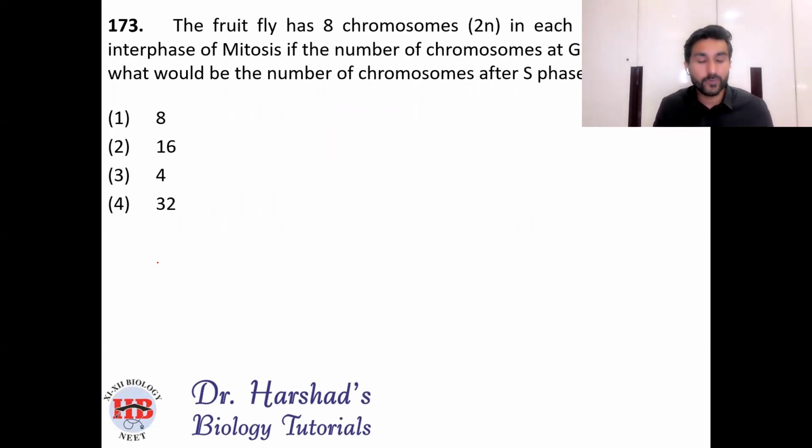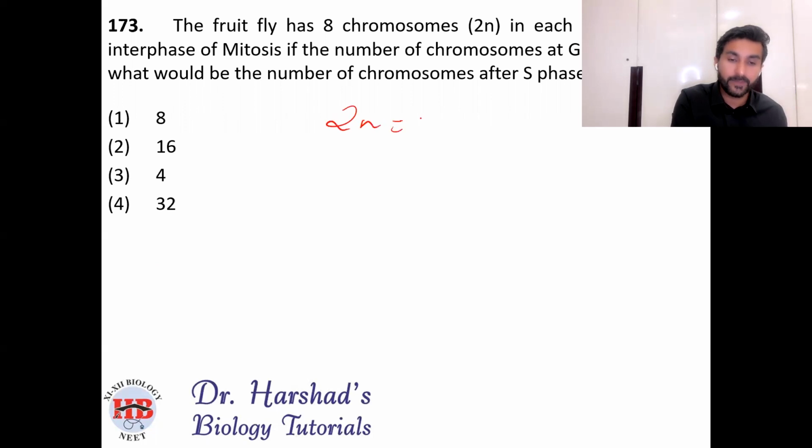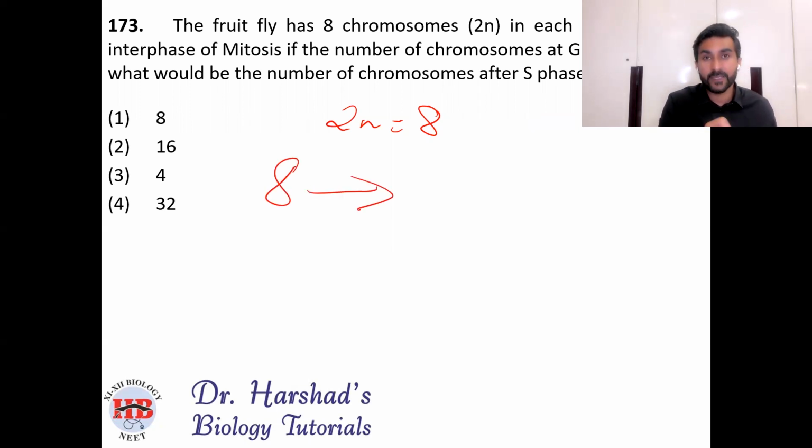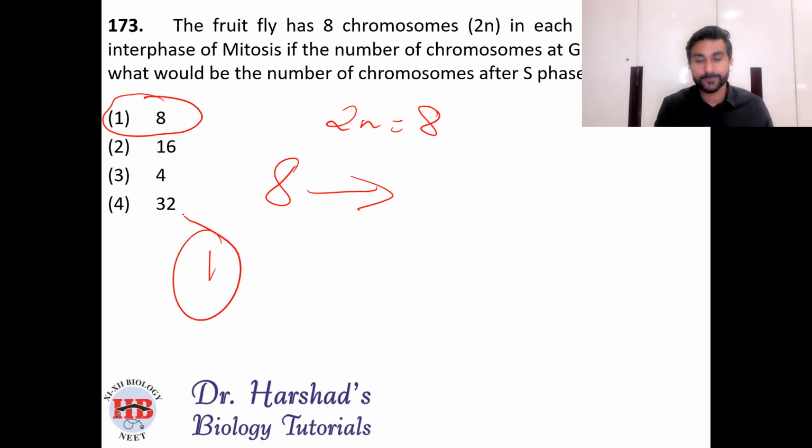The fruit fly has 8 chromosomes in each cell. That means they have said the diploid number is 8. During interphase of mitosis, if the number of chromosomes at G1 is 8, what would be the number of chromosomes in S phase? Now, mind you, even if the G1 chromosome count is 8, during S phase, the DNA undergoes replication, but the chromosome count remains the same. The only difference is because of DNA replication, every chromosome now has 2 arms. So always remember, after S phase, the chromosome count does not change. It remains the same. So our answer would be 8, which is option number 1.